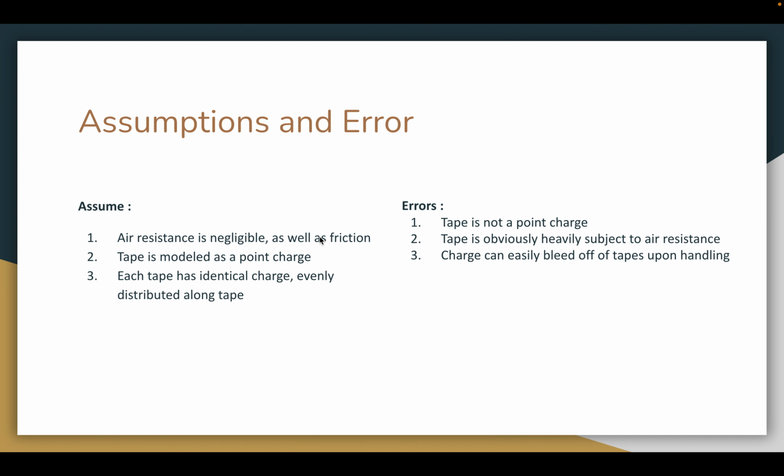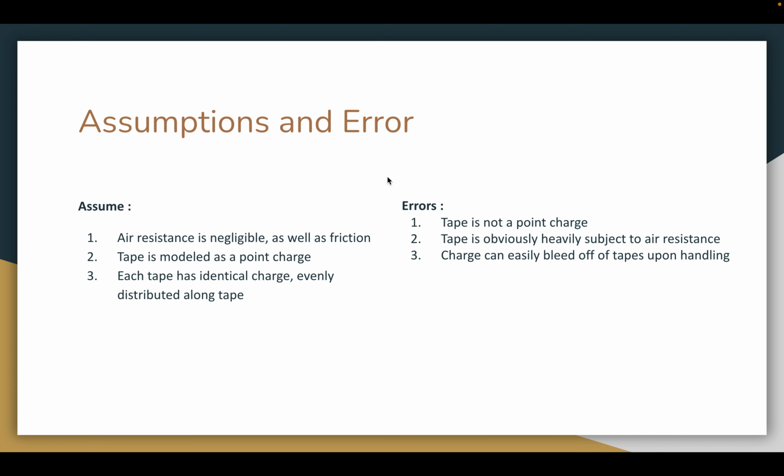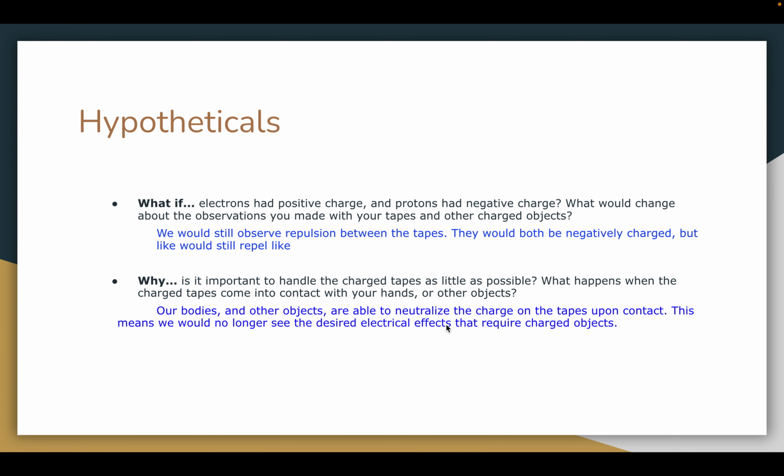So let's cover some assumptions and errors in this lab. First, we assume that air resistance and friction are negligible. Secondly, we assume that each tape can be modeled as a point charge. And third, each tape has an identical charge, which is evenly distributed along the tape. This introduces some errors because obviously, tape is not a point charge. Secondly, tape is heavily subject to air resistance since it is so light with such a high surface area. And thirdly, charge can easily bleed off of tapes upon handling. So therefore, this means that the tapes will not be evenly charged.